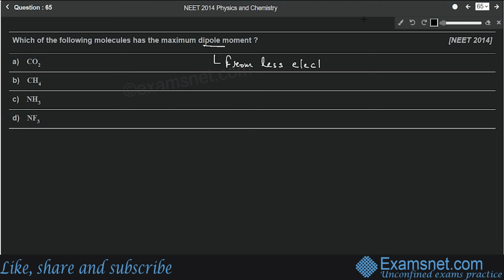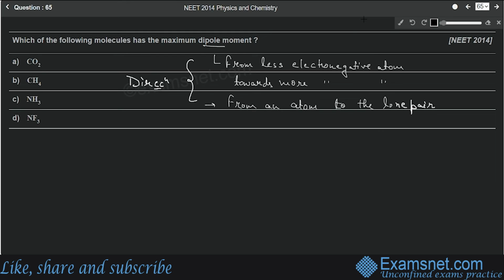Okay, from the less electronegative atom towards the more electronegative atom. Also, the direction is from an atom towards the lone pair. Okay, when a lone pair is present, then it is towards the lone pair. So this is the direction of the dipole moment that we have to keep in mind. Now let's check one by one.